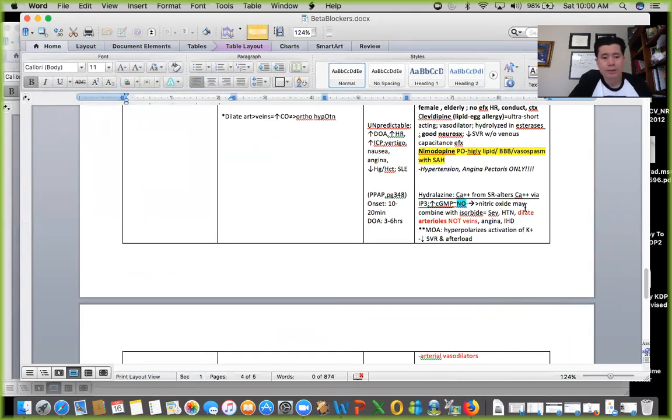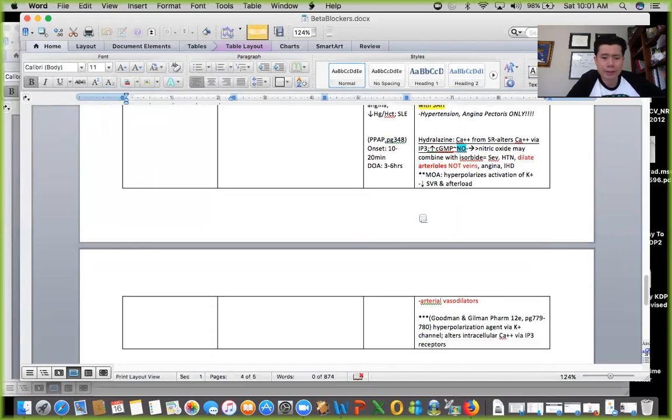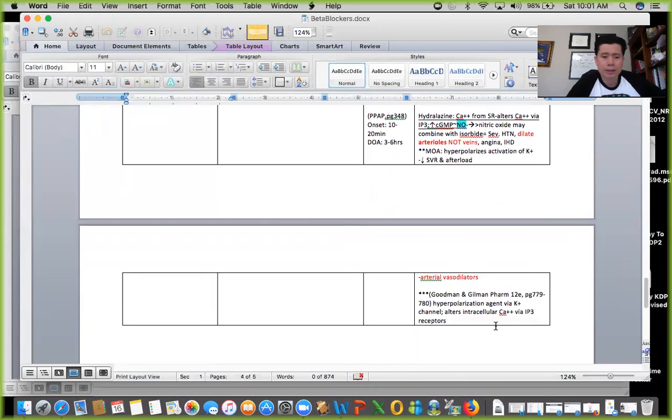So what really happens is the calcium from the SR is altered via, I want to say, inositol triphosphate (IP3), which then increases cyclic GMP, and nitric oxide combines with isosorbide, especially for severe hypertension, dilating arterioles and veins. Basically, it hyperpolarizes, decreases the activation of calcium, decreasing systemic vascular resistance and afterload. It looks like I got this from Stoelting, Pharmacology and Physiology in Anesthesia, I want to say. That's where I got that from. I got more from Goodman and Gilman. It basically hyperpolarizes via the calcium channels, altering intracellular calcium via IP3 receptors.